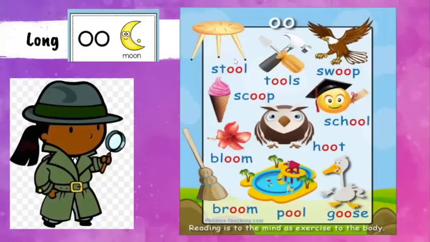And again, just a review of the long OO, like moon. And again, you can practice reading. There's some nice picture prompts. And this is bloom, the flower blooms, just in case you were confused on that one. So pause your video and practice reading 3 times.